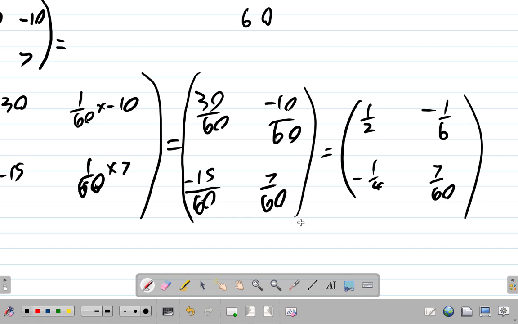Now, we will continue looking at inverse matrix in our next video.